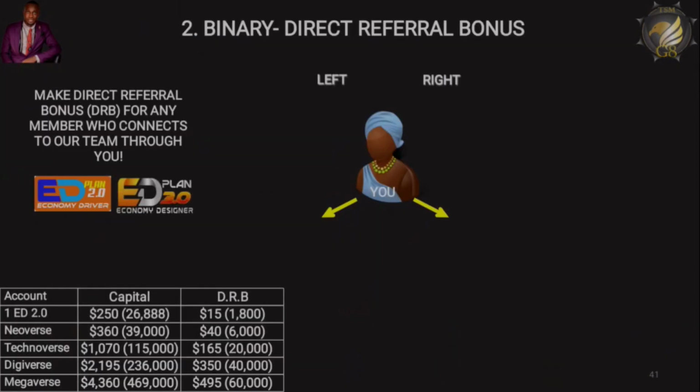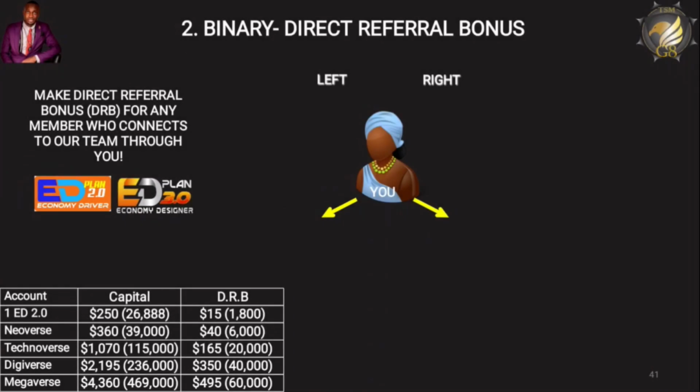So let's proceed. The second way of income generation, we are going to talk about the binary way of making money. And under the binary way of making money, we are going to talk about something that we call the direct referral bonus, okay? So you can make a direct referral bonus for any member who you connect into our team through you.